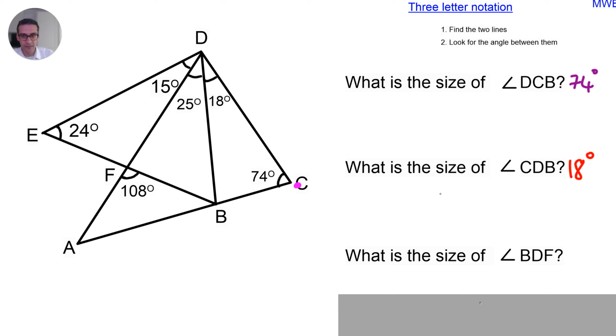And then BDF. So that means I start at B, which is here. I go to D. And then I go down to F. The vertex is there. So the angle has a 25 degree turn. So we're going to just label this as, the answer to this is 25 degrees. I hope you got those all correct.